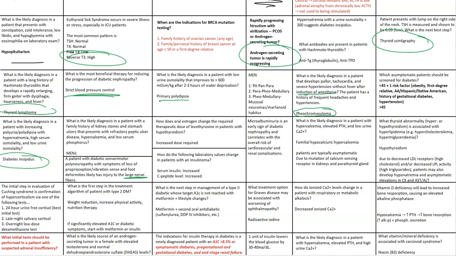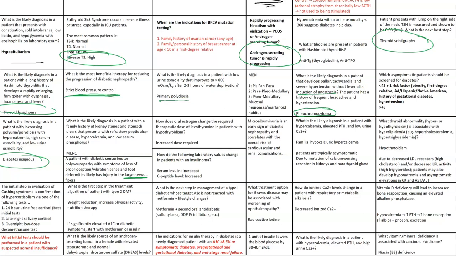What thyroid abnormality, hyper or hypothyroidism, is associated with hyperlipidemia? That's hypothyroidism due to decreased LDL receptors, causing high cholesterol, and or decreased LPL activity, causing high triglycerides. Patients may also develop hyponatremia and asymptomatic elevations in CK, AST, and ALT. The initial step in the evaluation of Cushing syndrome is confirming hypercortisolism by one of the three following tests.